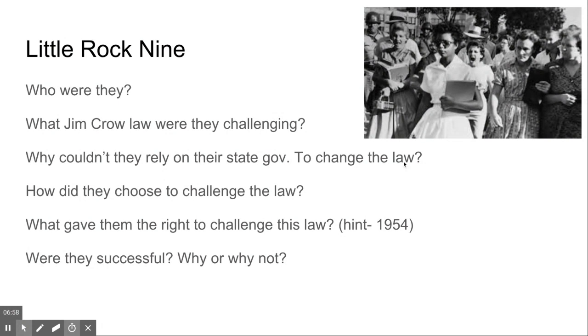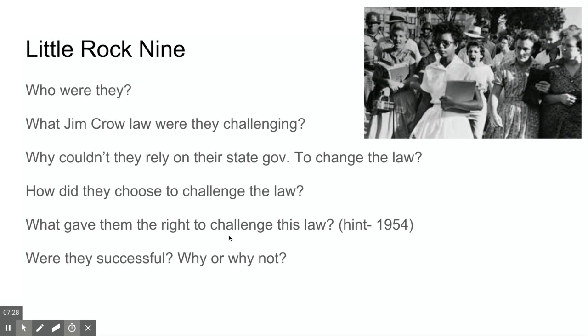The state representatives in Arkansas were Caucasian. The African Americans couldn't vote in Arkansas at this time, so they couldn't elect representatives that would have a desire to change this law. So they couldn't rely on those traditional means of changing that state law. They chose to challenge it by not cooperating with existing law, by registering for school at Central High School, which was all white, and by being pioneers, by being the first African American students to attend Central High.